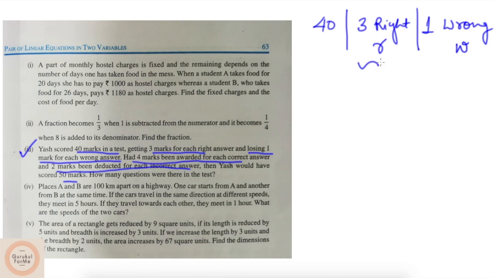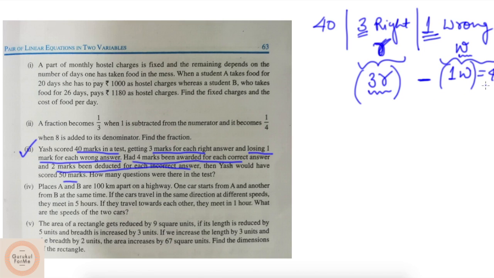So what will be the total right marks? How many right questions has Yash attempted? R. For each it's 3 marks. So total number of marks got for right answers is 3R. Perfect. 1 mark for 1 wrong answer is costing you. So how many wrong answers has he attempted? W. So 1 into W. So all right marks minus the marks that he lost for the wrong answers should be equal to 40. Do you agree? Why? Because whatever right he attempted, the examiner subtracted whatever he made wrong, and so the answer is 40.